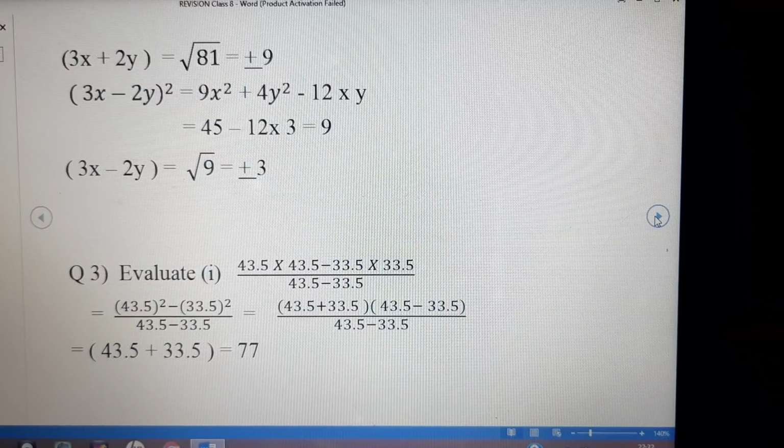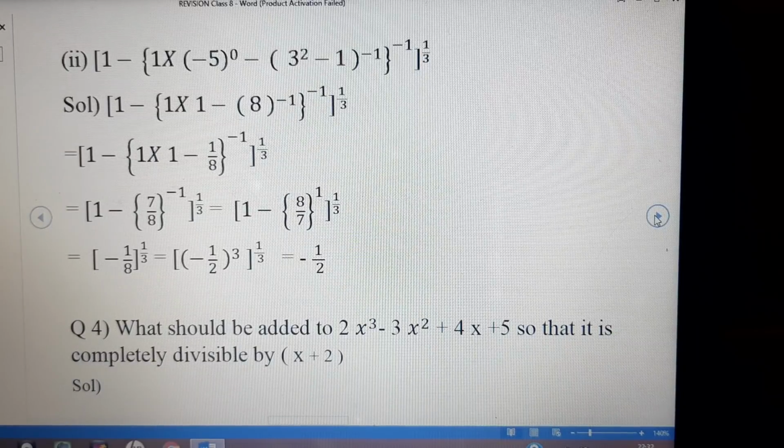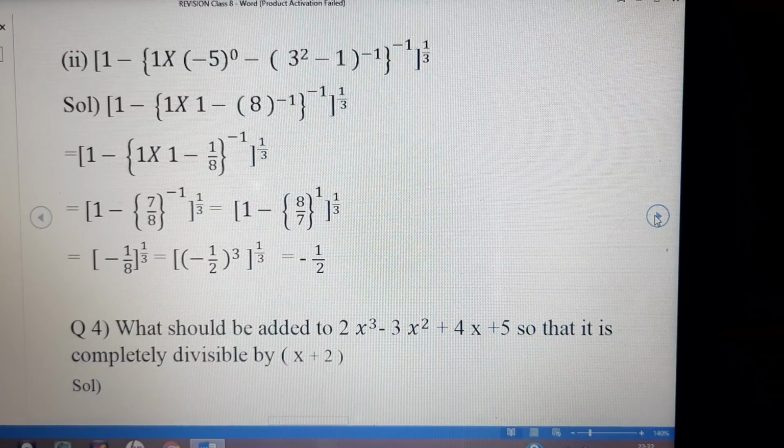So you are saved. You have not calculated the product. You have not multiplied them. You did not divide them. And still you have got the answer, and in a quick manner.